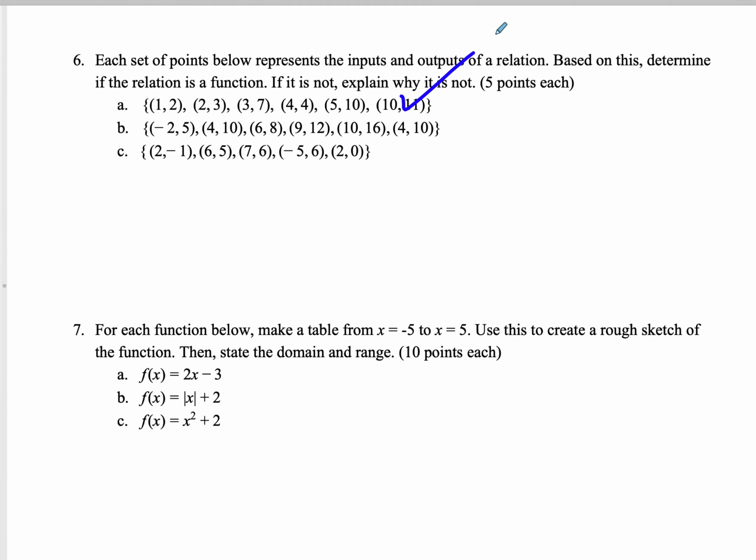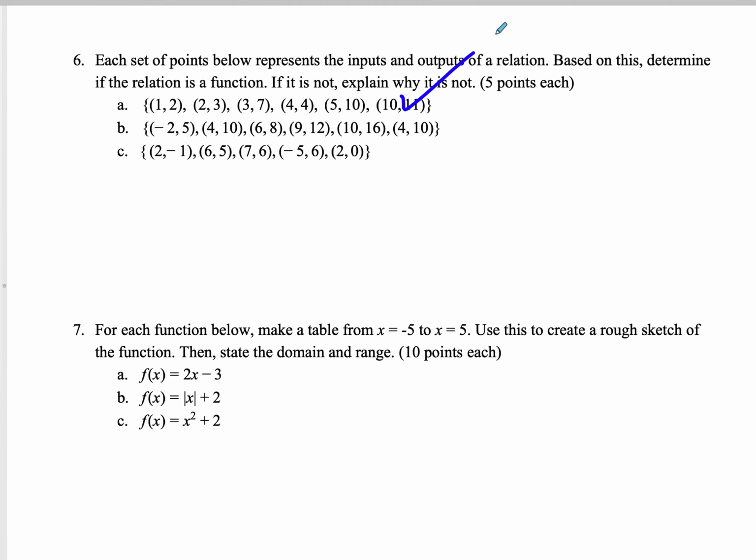It is a function. Every input only appears once. And if every input only appears one time, you don't have to do much more than that. Because remember, the key aspect is every input has exactly one output. So if there's only one of each input, there's nothing that would be challenging there.